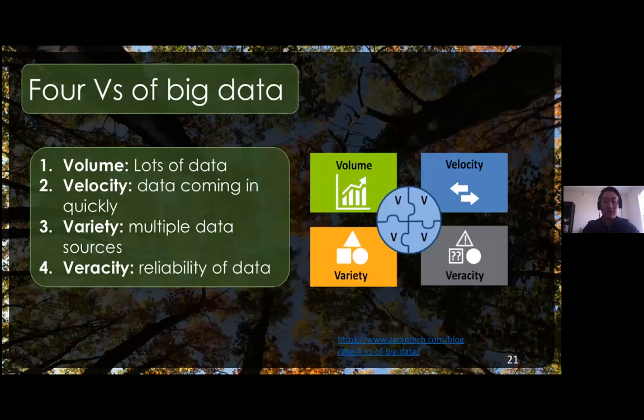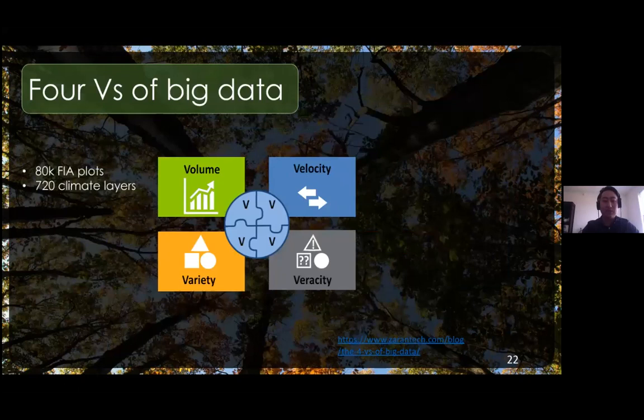And so again, using this FIA data, it sort of fits into this framework of the four Vs of big data. The volume, there's lots of data. Velocity, data is coming in quickly. Variety, there's multiple data sources, and veracity, that this data is hopefully reliable. So in terms of volume, again, we had 80,000 FIA plots. We had about 720 different climate layers that went into creating climate normal maps.